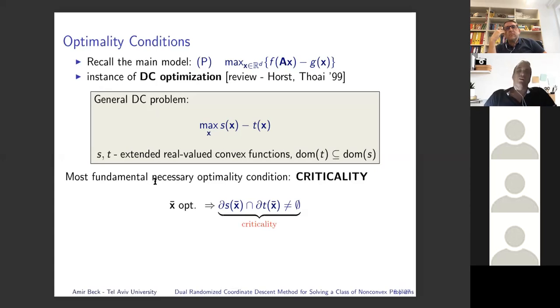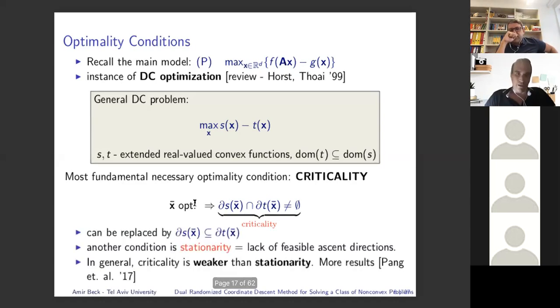Okay, so when you look at what is an optimality condition for a DC problem, I guess that the most fundamental optimality condition is what we call criticality, which says that if x bar is optimal, then the subdifferential sets of S and T at x bar have a joint member. So there is a subgradient that is also a subgradient of S and a subgradient of T. So this is criticality.